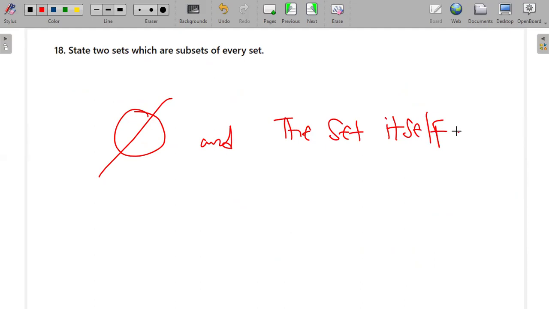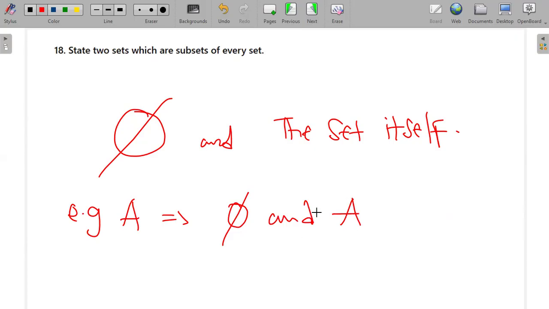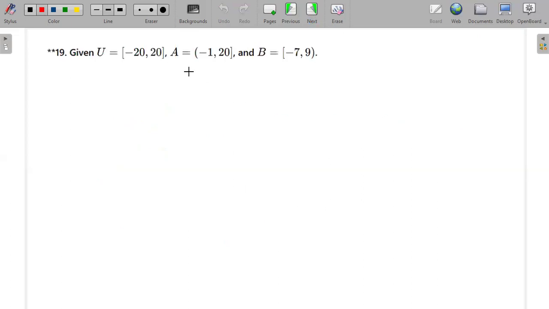Okay, so the set itself and the empty set are subsets of any set that you can think of. For example, if I have my set A, then the subsets that are guaranteed to be for this set will just be the empty set and the set itself, A. Those are the two sets that are subsets of each and every set. We'll move on to this one.